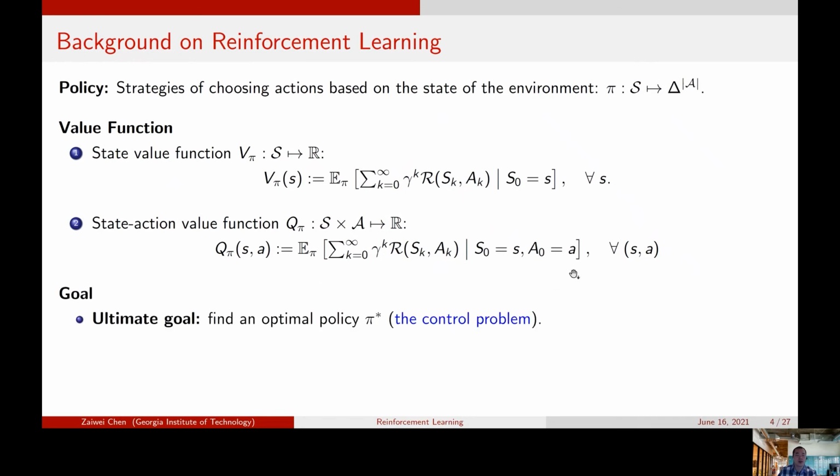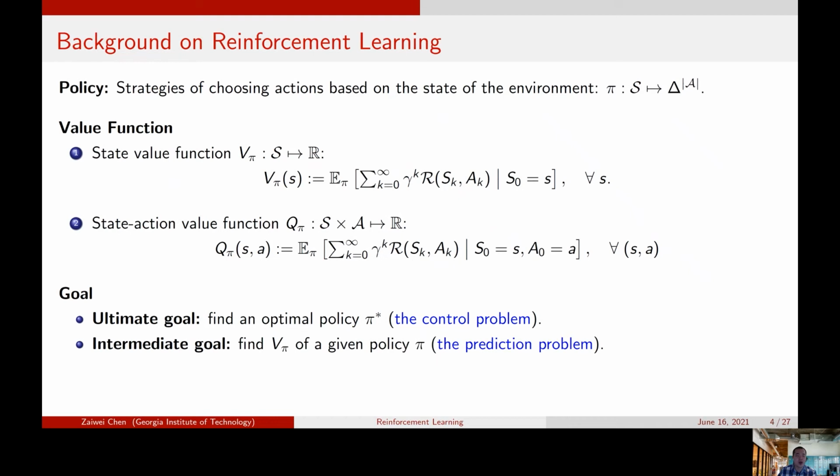With the value function being defined above, the ultimate goal of reinforcement learning is to find an optimal policy pi star in the sense that its corresponding value function is maximized. This is called the control problem, and one way to solve it is the Q-learning algorithm, which we will study later.